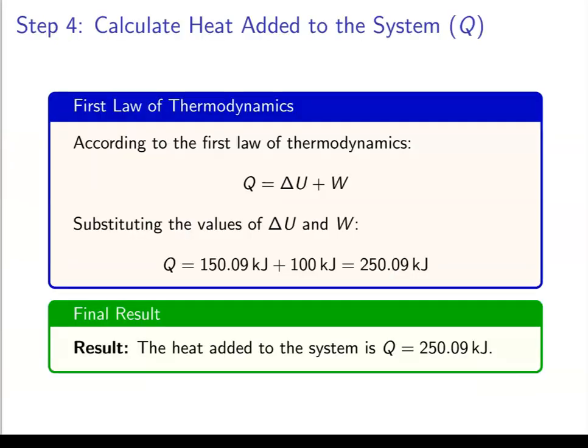Now the first law of thermodynamics. According to the first law, del U is equal to Q minus W, so Q will be del U plus W. Substituting the values of del U and W, that is 150.09 kilojoule plus 100 kilojoule, where this is internal energy change and this is work done. So Q is 250.09 kilojoule. So the heat added to the system is Q, 250.09 kilojoule.